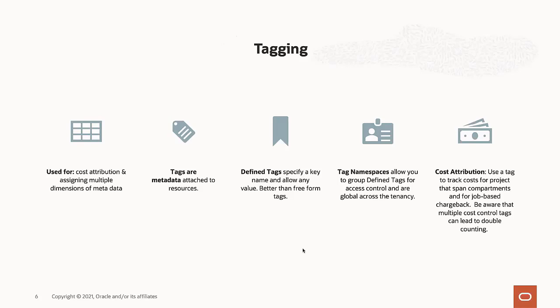Yep. And another way you could do that is to set up a defined tag with a list of different departments, and you can make that a cost tracking tag. So you could track your costs back to that specific tag of the department that you set. So there's a couple different ways that you could do that.